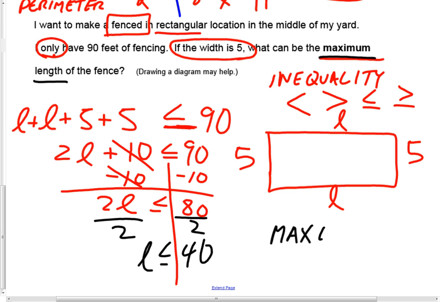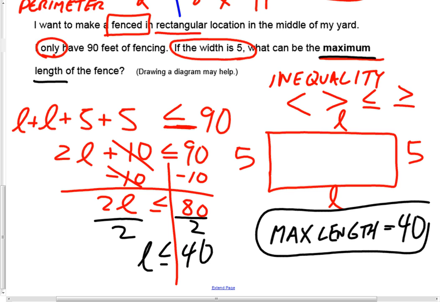Max length equals 40. That is your answer. This just gives you an indication that it could be less. It could be 39, it could be 38, it could be 37. But the biggest that it could be is 40.